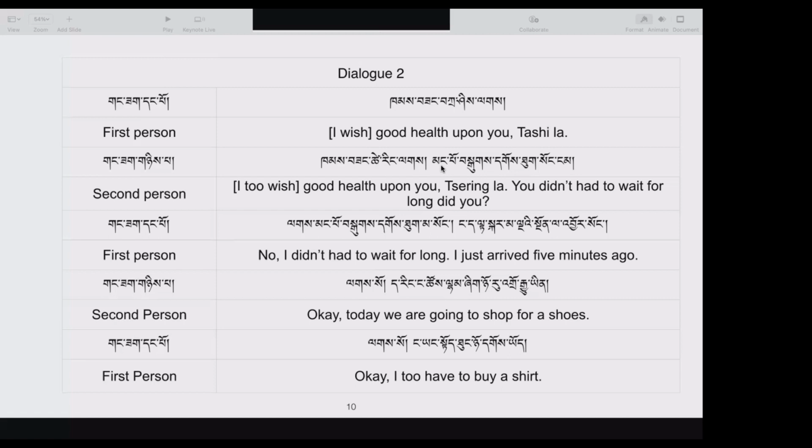Kamsan tsirinla. Mangbo gugu to songam. So I too wish good health upon you, tsiringla. You didn't have to wait for long, did you? La, mambu gugu to mason. Nga tadakarma nge ngun la jorsong. No, I didn't have to wait for long. I just arrived 5 minutes ago. Lasso.